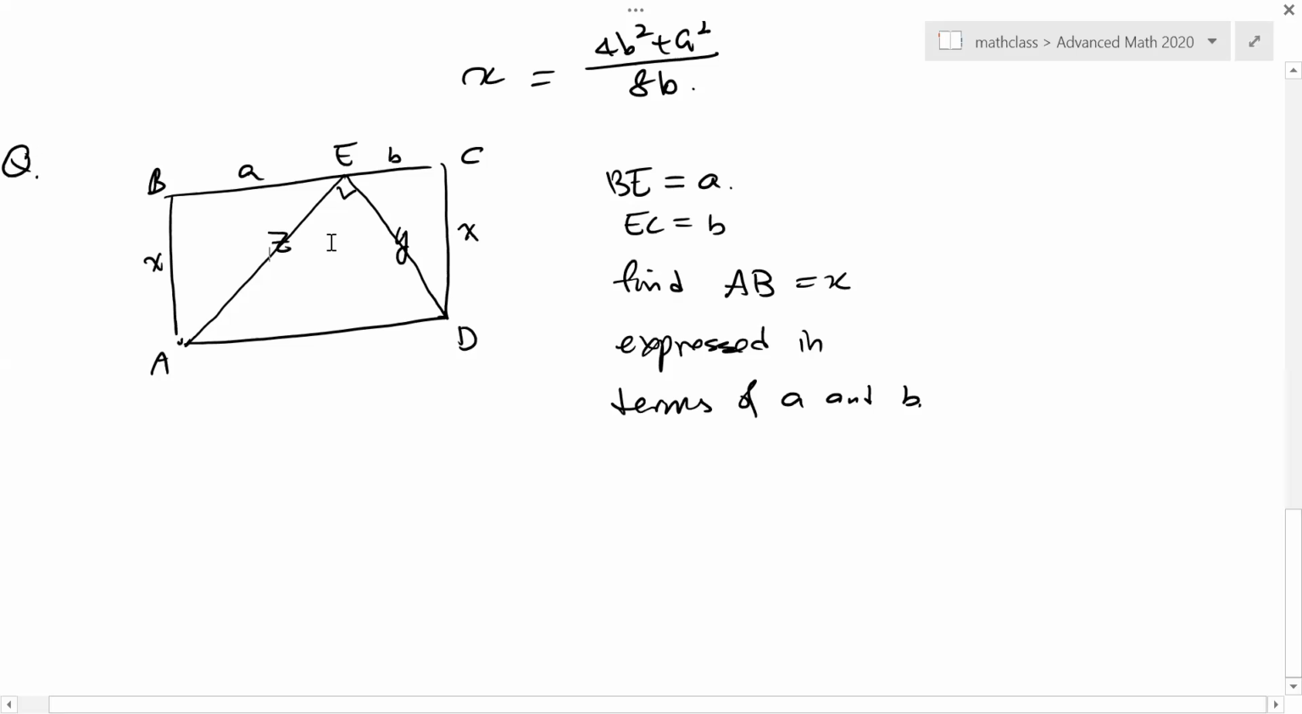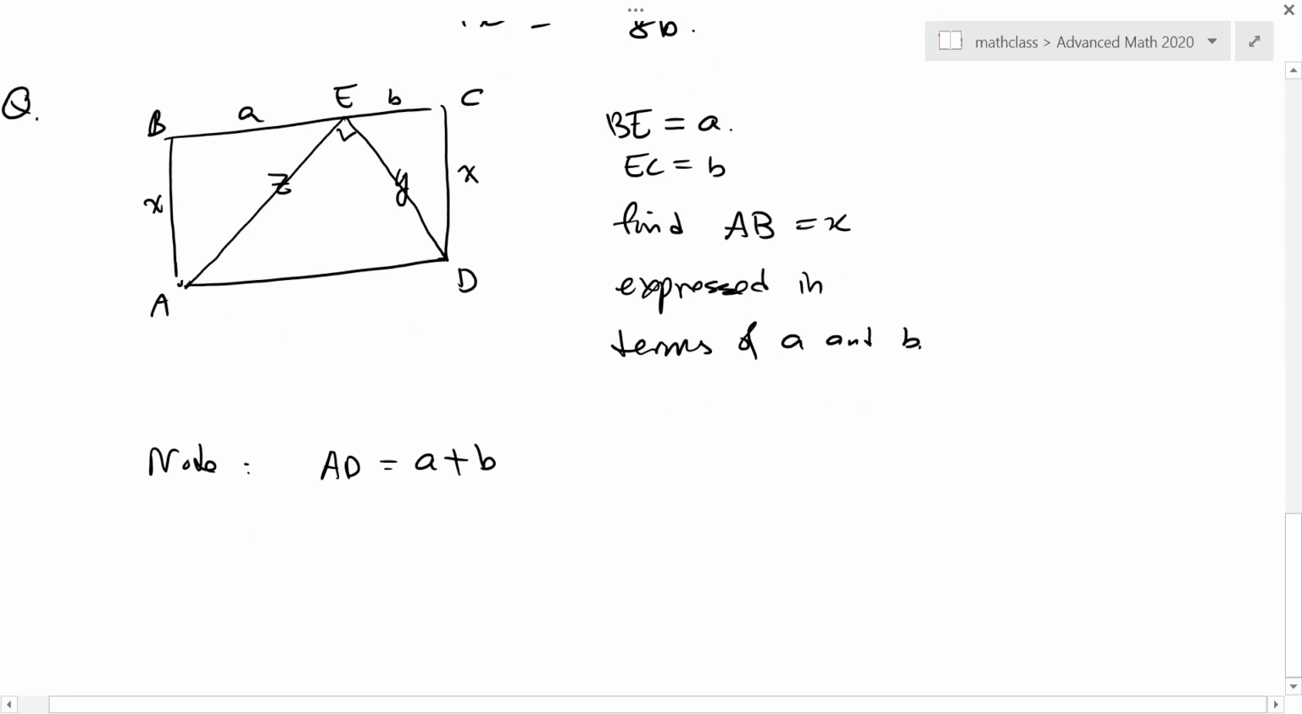Can you write down all the possible equations? How many right triangles are there? Three, right? So you just use the three right triangles. But you should notice that AD is going to be a plus b. That's a key point. Then you write down all the possible equations.